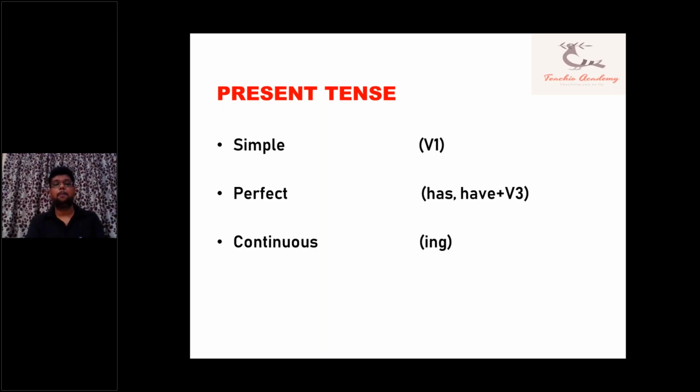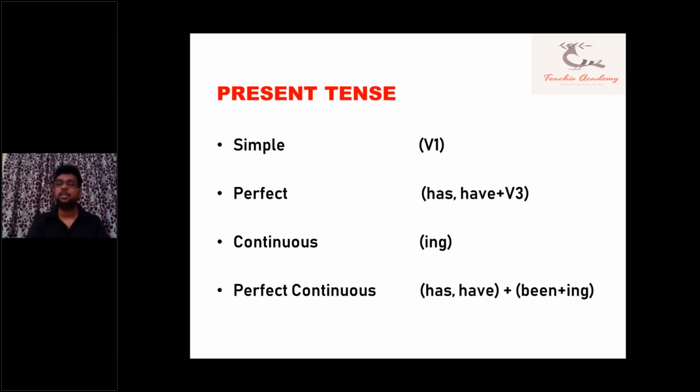The next tense is the present continuous tense. Whenever you see ing, it is present continuous tense. For example, I am taking a lecture. Ing. I am taking a lecture and this lecture is currently going on. This is present continuous tense.